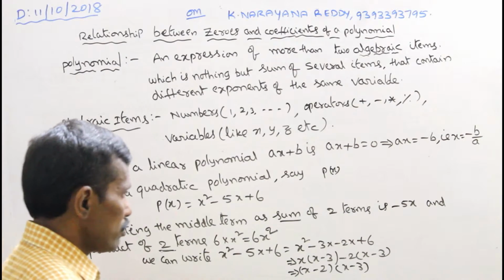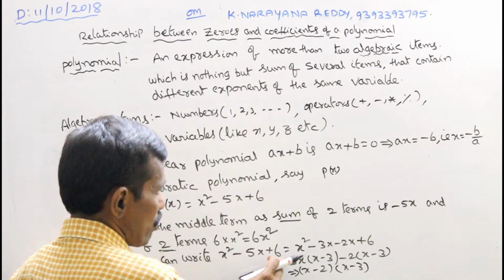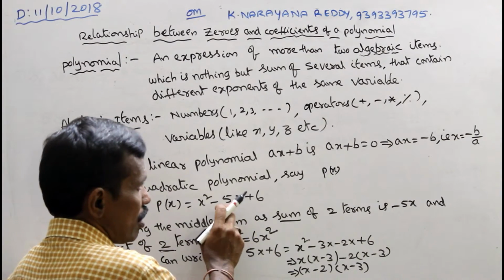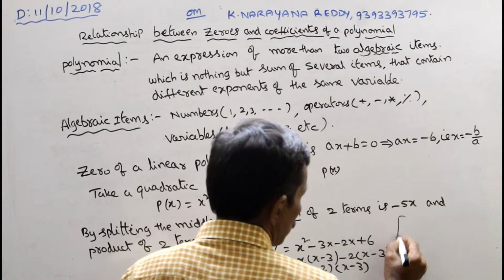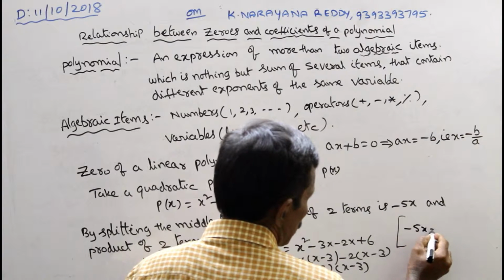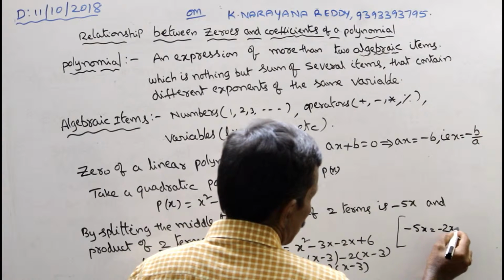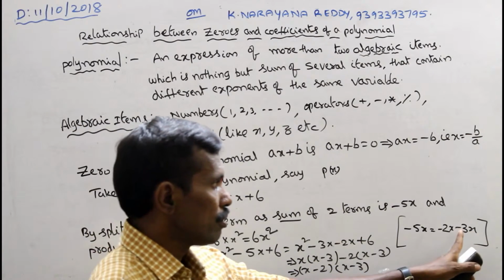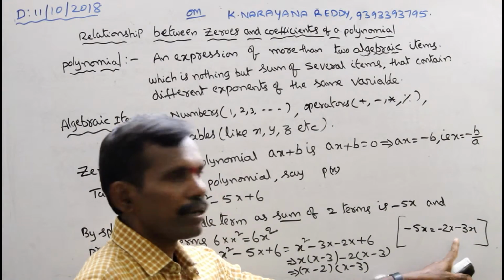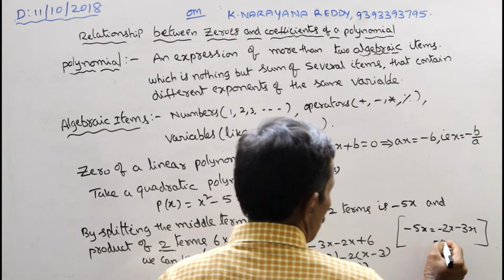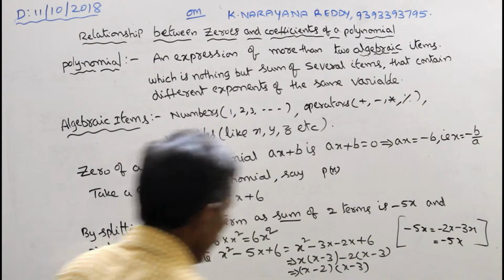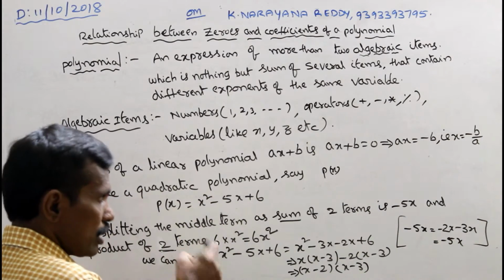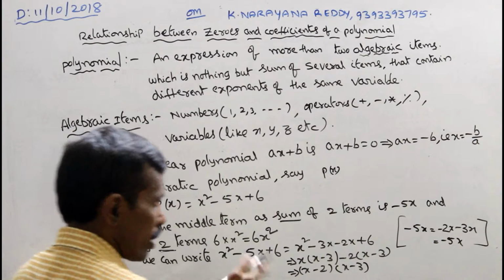Now you can write this one, x square minus 5x plus 6. Minus 5x can be written as minus 2x minus 3x. Minus minus same symbol, and minus 5x next. Yes or not? And 6 into what is the multiple of this one? X square multiple is 1. 6 into 1, 6. 6x square.